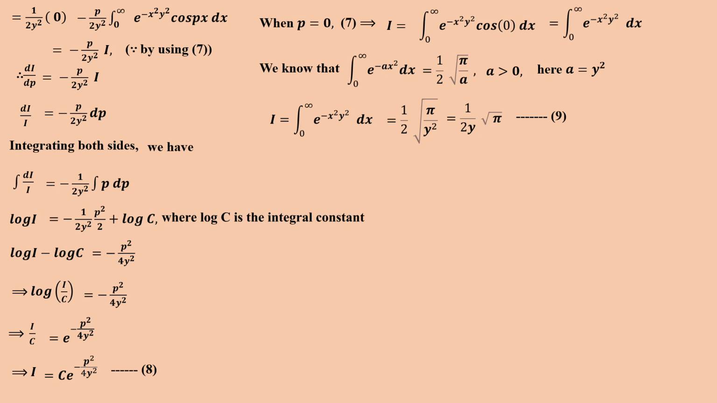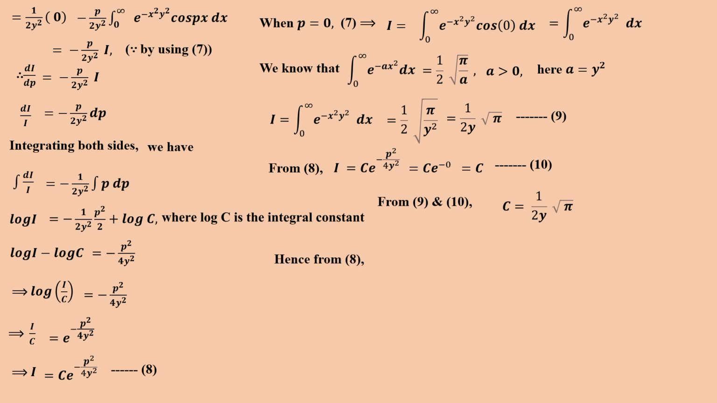This is 9. From 8 and 9, from 8 I is equal to, putting p equal to 0 here, you will get c, that is 10. From 9 and 10 we have c is equal to 1 by 2y root pi. So from 8, I is equal to 1 by 2y root pi e power minus p square by 4y square. From 7, I is equal to integral 0 to infinity e power minus x square y square cos px dx, which is equal to 1 by 2y root pi e power minus p square by 4y square.